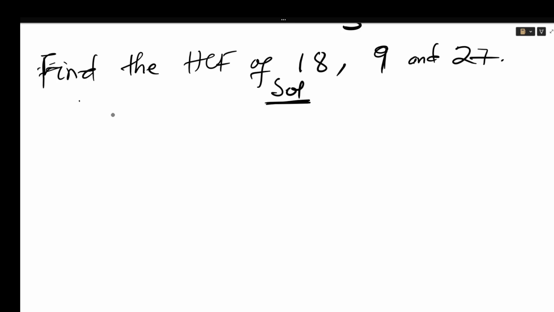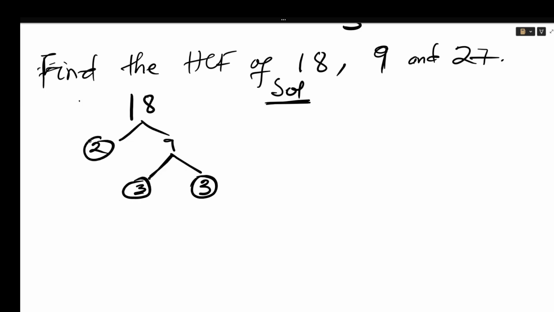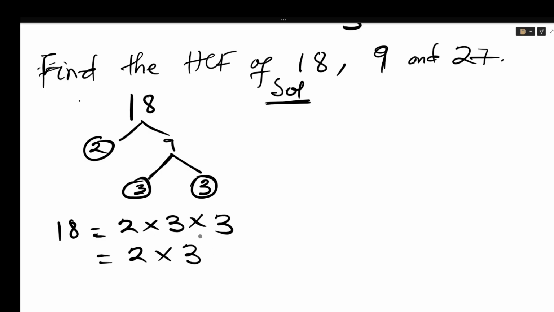So for 18, as a product of its prime, we have 18, 2 into 18, 9. We keep dividing till we reach a prime number. 3 into 9, 3. And that is the end of the tree. So 18 can be expressed as 2 times 3 times 3, and that is 2 times 3 to the power 2.